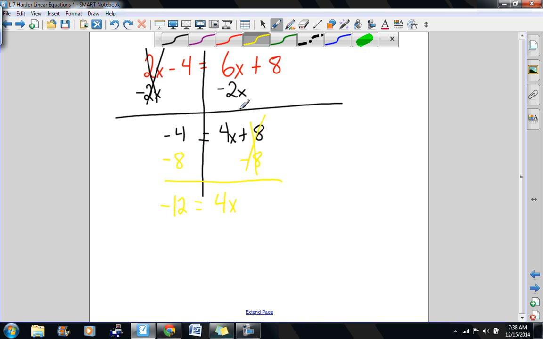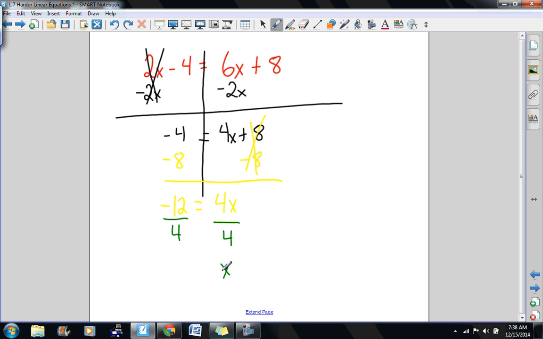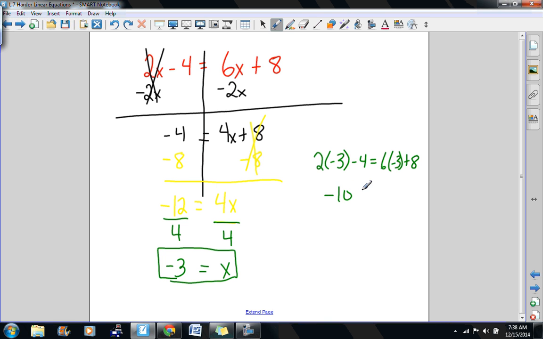And now I have to divide by 4. So x is equal to negative 3. And now I can check this answer just like I've checked all of them before. I'm going to take that negative 3 and plug it in for each x in this equation. So I get 2 times negative 3 minus 4 is equal to 6 times negative 3 plus 8. So I get negative 6 minus 4 is negative 10. And negative 18 plus 8 is also negative 10. So my answer checks out.